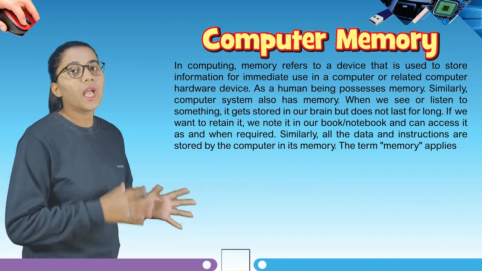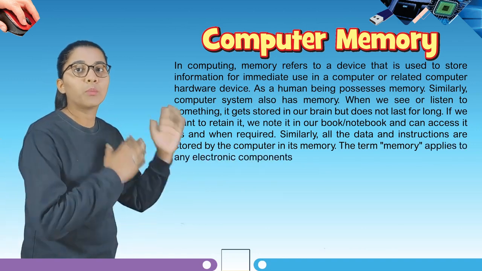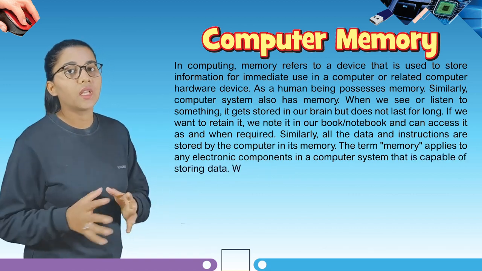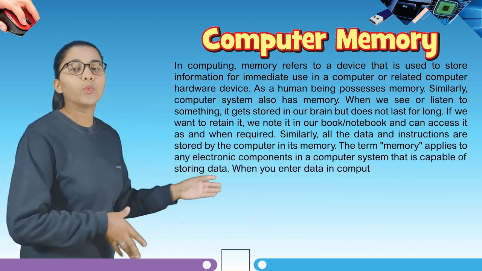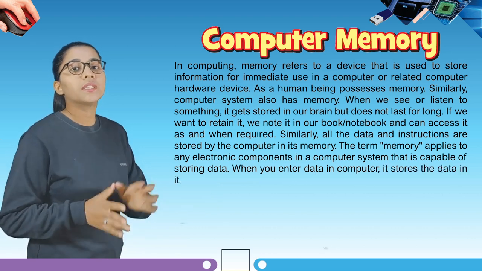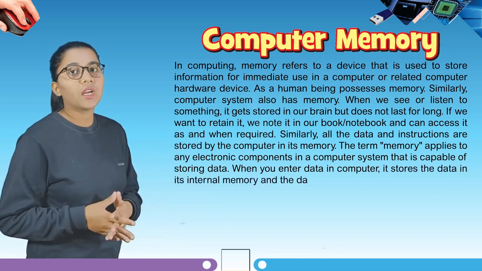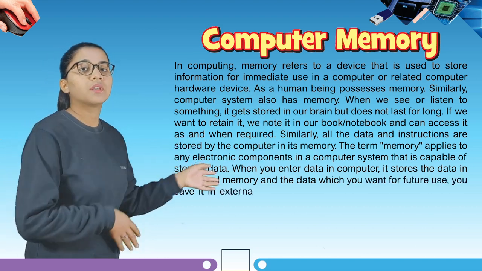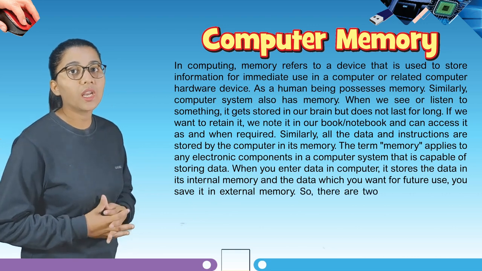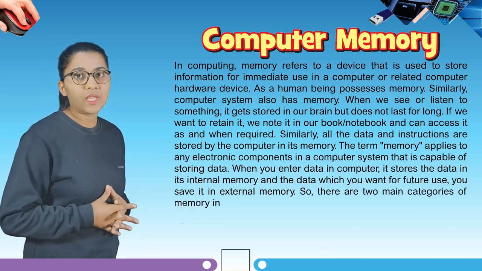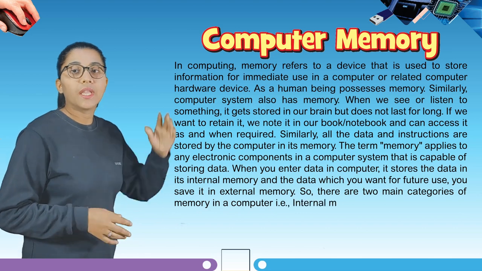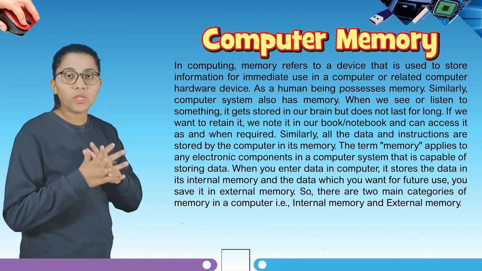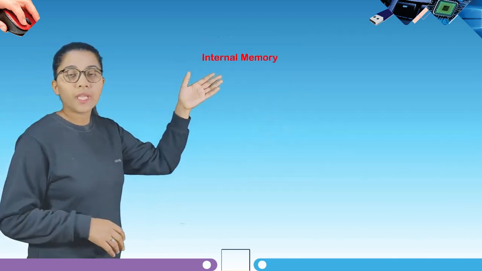The term memory applies to any electronic component in a computer system that is capable of storing data. When you enter data in computer, it stores the data in its internal memory and the data which you want for future use, you save it in external memory. So, there are two main categories of memory in a computer, that is internal memory and external memory. Now students, we are going to learn about internal memory in detail.